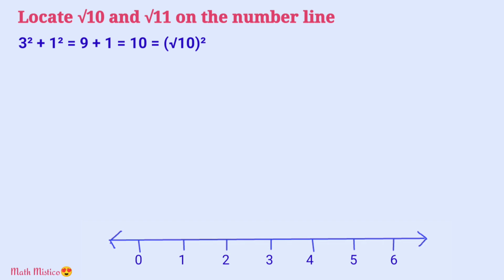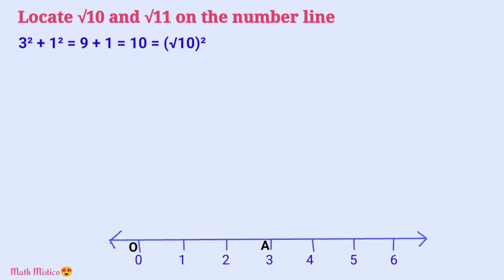The two numbers which we chose were 3 and 1, and we have to construct a right triangle using these two as the sides or legs of the triangle. I prefer to take the larger number 3 on the number line. So we will take 3 units from the origin, mark that as point A. So OA is 3 units, which acts as the base of the right triangle.